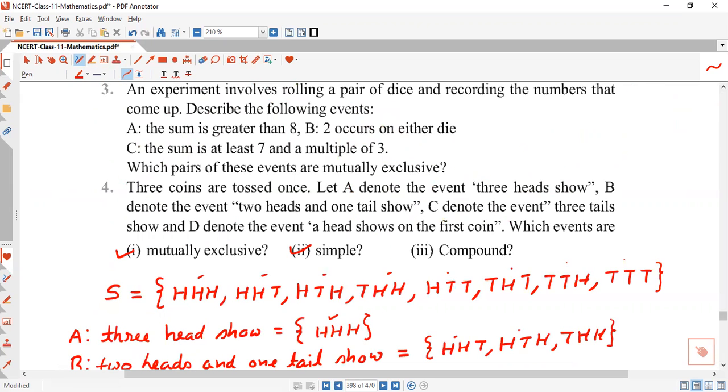Now, the other question they are asking is about a compound event. A compound event means we are looking at events that have more than one element.